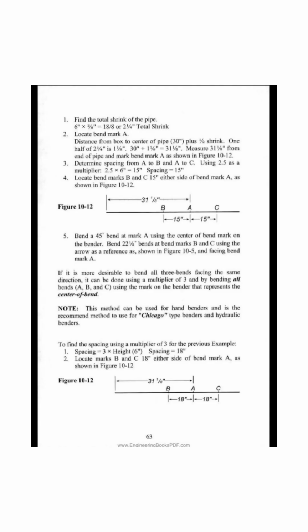If it is more desirable to bend all 3 bends facing the same direction, it can be done using a multiplier of 3 and by bending all bends, A, B, and C, using the mark on the bender that represents the center of bend. Note: this method can be used for hand benders and is the recommended method to use for Chicago-type benders and hydraulic benders. To find the spacing using a multiplier of 3 for the previous example: 1. Spacing equals 3 times height, 6 inches. Spacing equals 18. 2. Locate marks B and C at 18 inches, either side of bend mark A, as shown in figure 10-12.